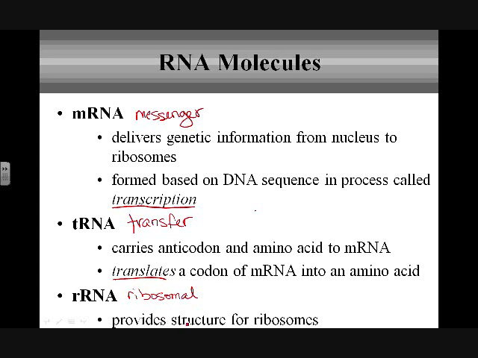Then there's ribosomal RNA, which is really just a structure. Ribosomal RNA is part of the ribosomes. You may remember that when we talked about ribosomes, we said they were made of RNA and proteins, and the particular type of RNA is ribosomal RNA. At that time, it may have seemed a little weird to you.